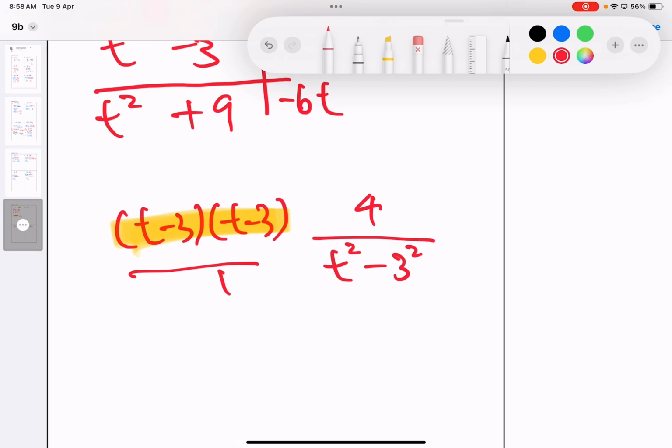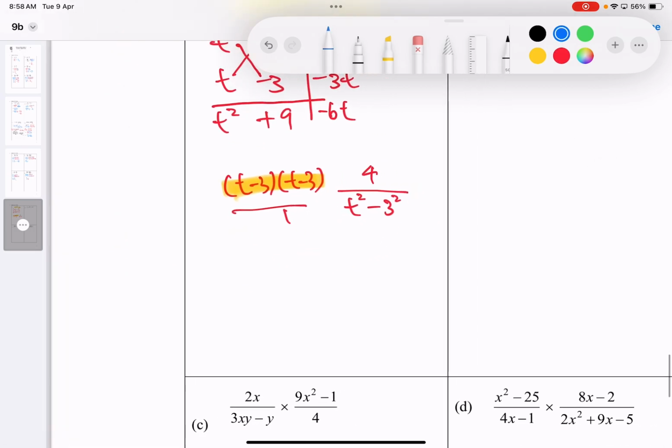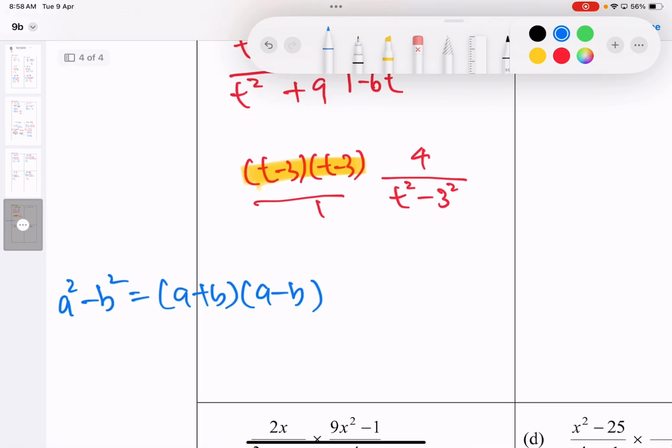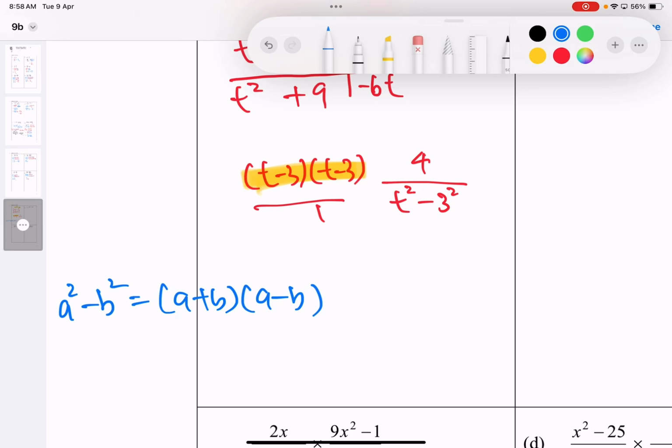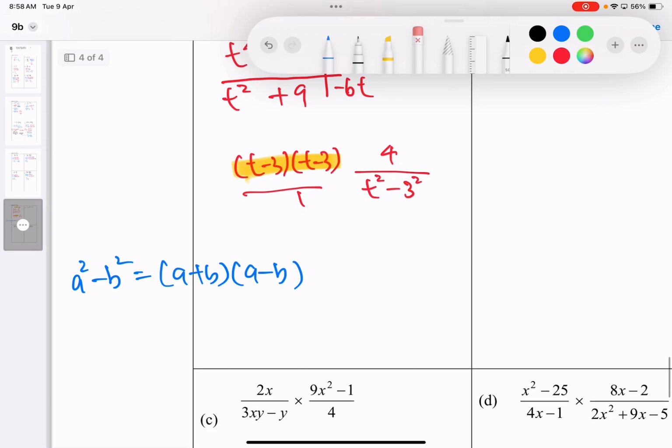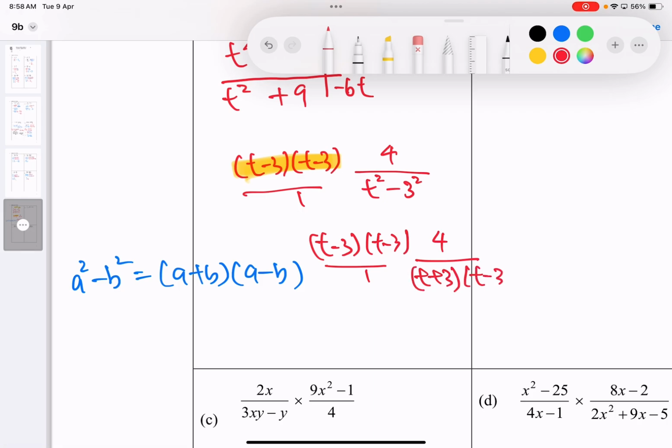Okay, what is the factorization of a squared minus b squared? I write it down again. For those of you who've forgotten, please write it down somewhere. A squared minus b squared is a plus b, a minus b. So what do you think is the factorization of this? T plus 3, t minus 3. Absolutely correct. Okay, so this one, the answer is going to be t minus 3, t minus 3, here is times 4, t plus 3, t minus 3.